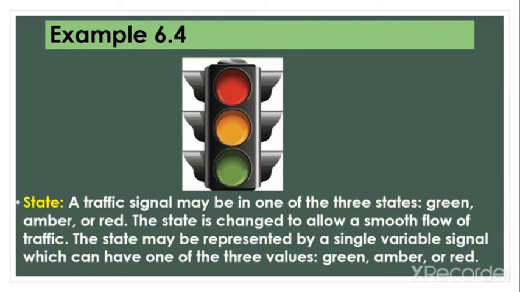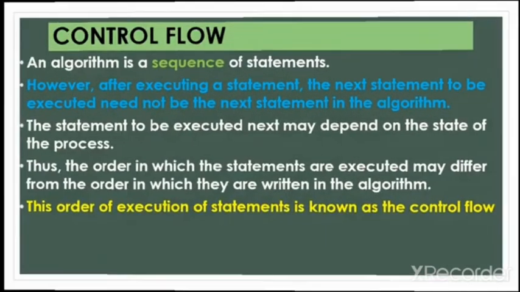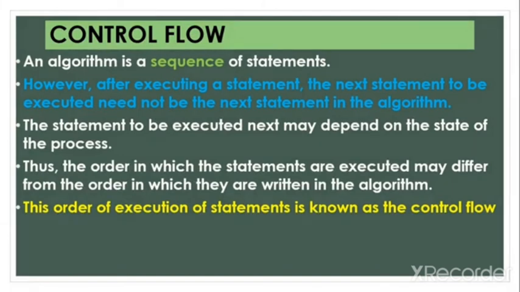So all these states depend on the color of the signal. The color of the signal is stored in the variable here. So when the value of the variable is changed, automatically the state is also changed here. So this is the concept. Do you understand this? The next one is control flow.